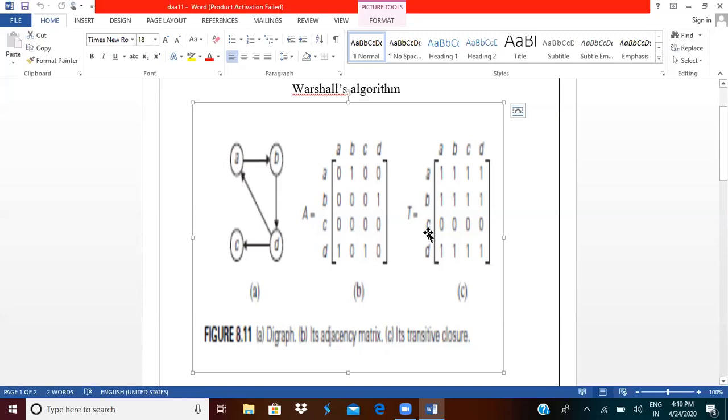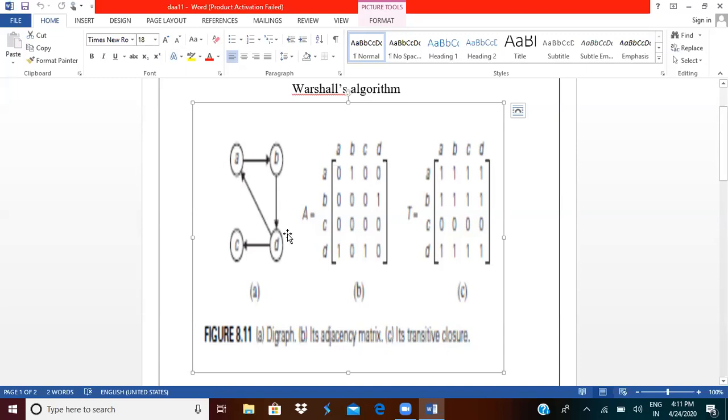Now, if we take up this C row and 8th column, C to A, there is no direction. So it is 0. Again, C to B also, there is no positive length of path. It is 0. C to C also 0. C to D also, it is 0.